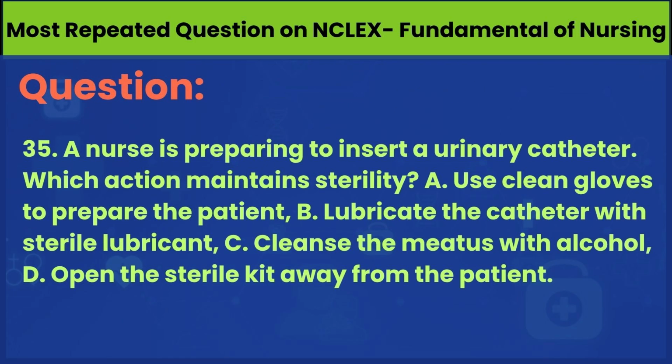35. A nurse is preparing to insert a urinary catheter. Which action maintains sterility? A. Use clean gloves to prepare the patient. B. Lubricate the catheter with sterile lubricant. C. Cleanse the meatus with alcohol. D. Open the sterile kit away from the patient.